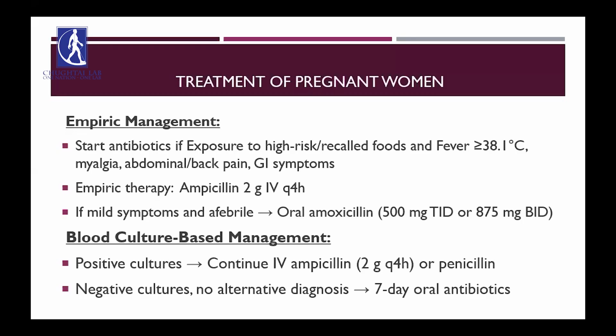In empiric management, start antibiotic if the patient is exposed to high risk or recalled food, fever is more than 100.6 degrees, and the patient has flu-like symptoms. The empiric therapy is IV ampicillin. If mild symptoms and afebrile, then we go for oral amoxicillin. So this is blood culture based management. If the culture comes back positive, continue with the IV ampicillin. If the culture comes back negative but there are no alternate diagnoses, then we go for 7-day oral therapy.